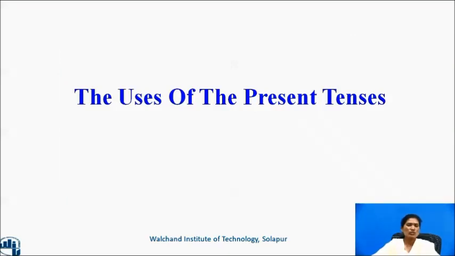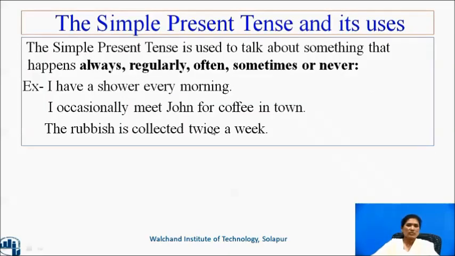So what are the uses of the present tense? Simple present tense and its uses. The simple present tense is used to talk about something that happens always, regularly, often, sometimes or never. For example, I have a shower every morning. I occasionally meet John for coffee in town. The rubbish is collected twice a week.